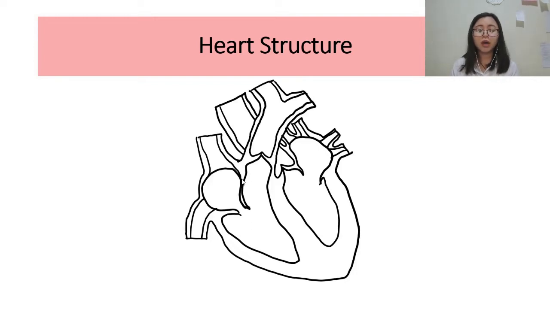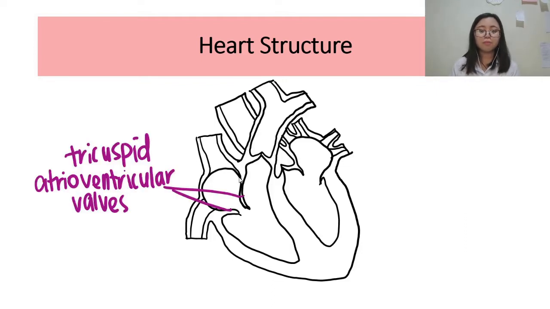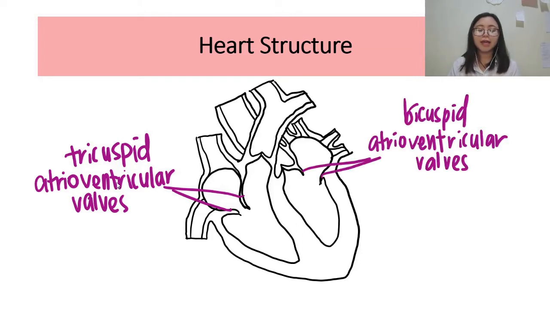So in your heart, you have two atrioventricular valves. Atrioventricular valve means that it is between the atrium and the ventricle. You have two. You have the bicuspid and the tricuspid atrioventricular valves. Tricuspid atrioventricular valves, ada tiga injap, itu ada pada sebelah kanan. And then you also have the bicuspid, two, atrioventricular valves, that is on your left side.